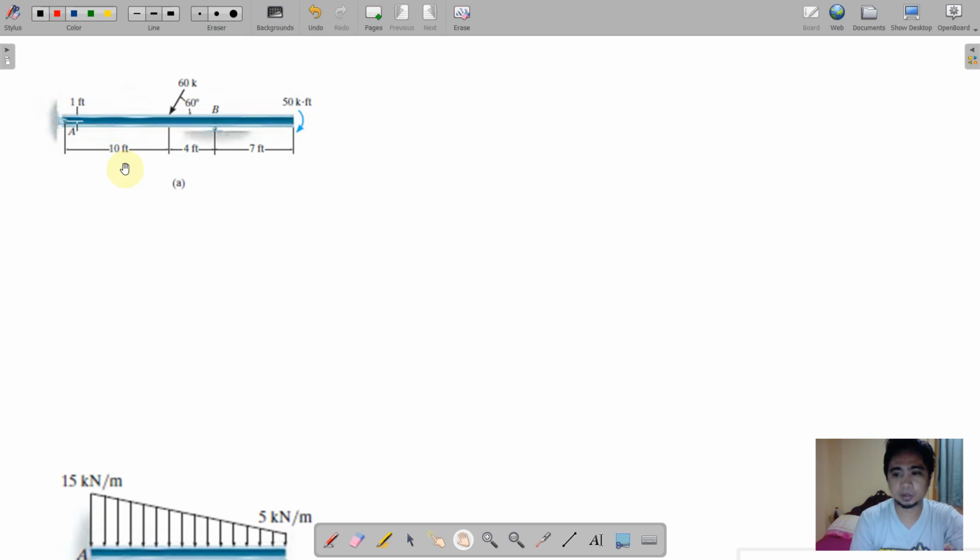obtaining the reactions. So, remember that we have three equilibrium equations to use because sa ngayon nga, determinate pa rin tayo dito sa theory 1. So, we'll just apply this summation of forces along x is equal to 0, summation of forces along y is equal to 0, and summation of moments is equal to 0.